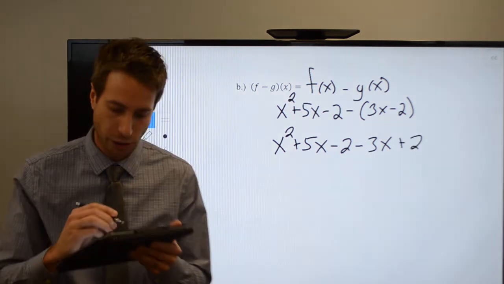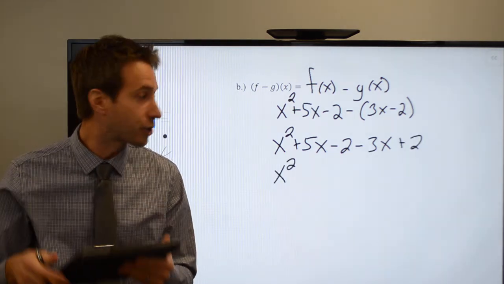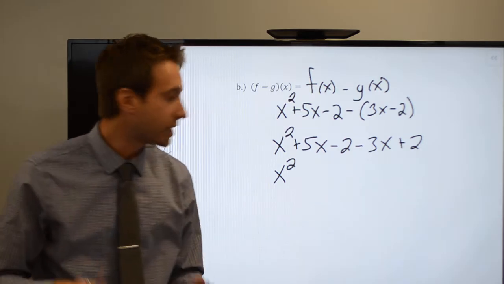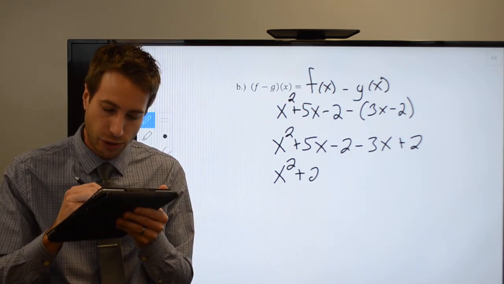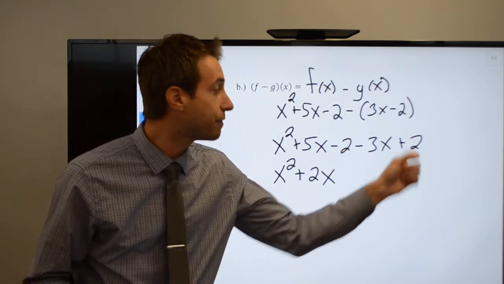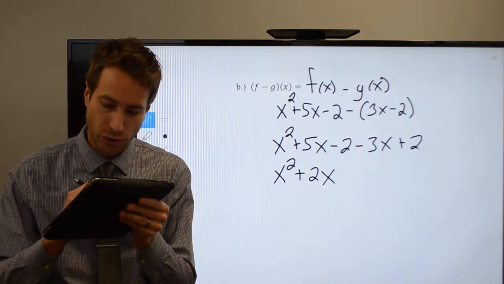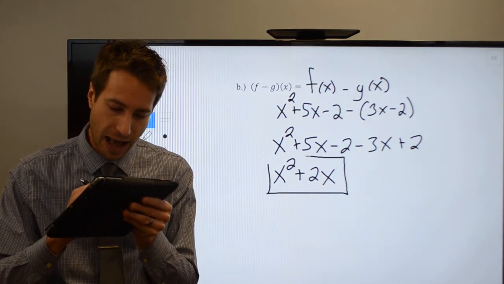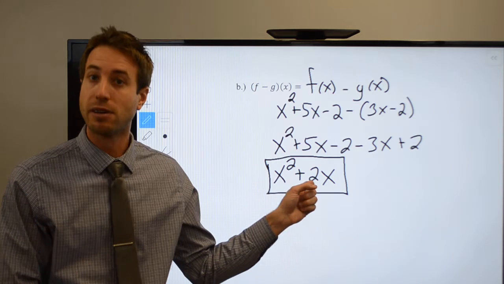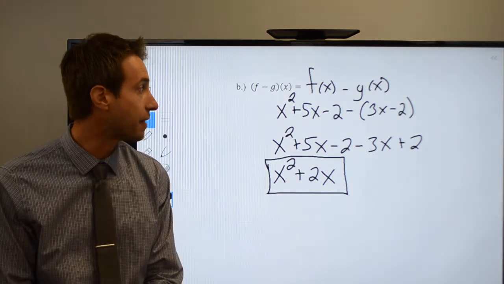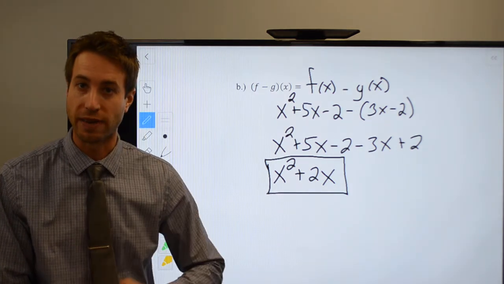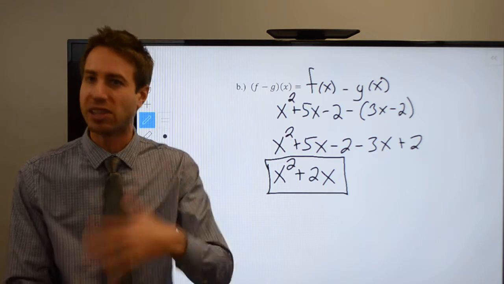And combine like terms if I have any. x squared, 5x minus 3x is going to be plus 2x, and a negative 2 plus 2 is 0. So those cancel each other out, and this is my difference function, what I get by doing f of x minus g of x. All right, I've got a couple more example problems on the next few pages.